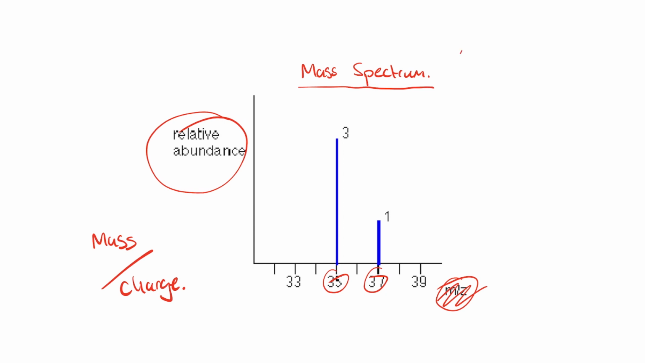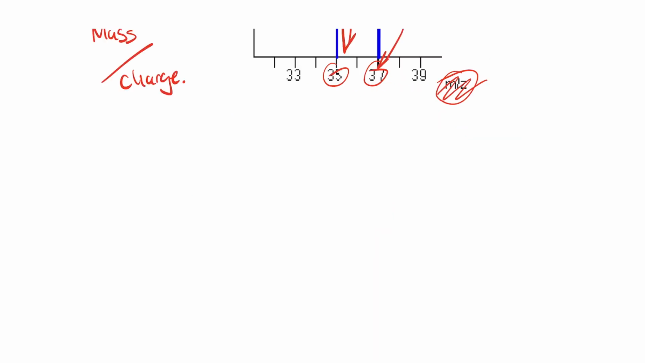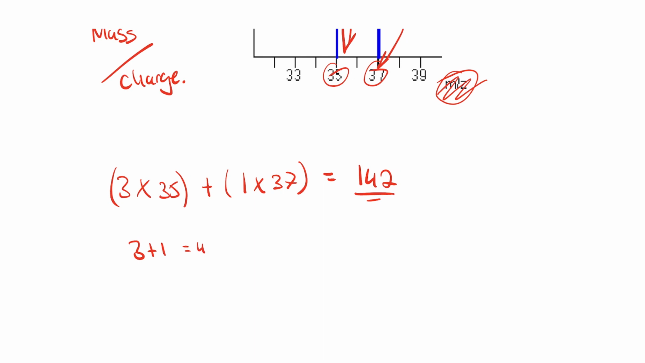This is chlorine's mass spectrum, by the way. I didn't mention that. And chlorine on the periodic table is 35.5. And you might be looking at this thinking, how on earth did they get there? Well, to calculate any relative atomic mass from a mass spectrum like this, the first thing we do is multiply 3 by 35 and 1 by 37. And that gives you a grand total of 142. Then we divide that by the total relative abundance. So 3 add 1, which is 4, the grand total, as expected, of 35.5. Just had to check myself there.